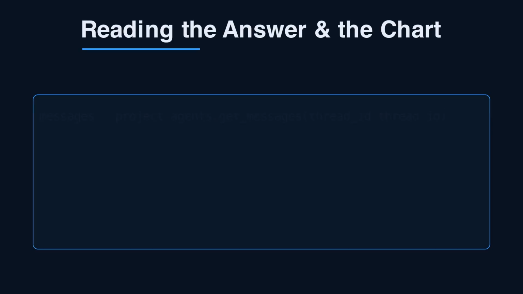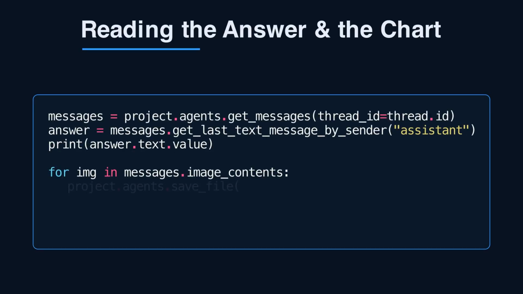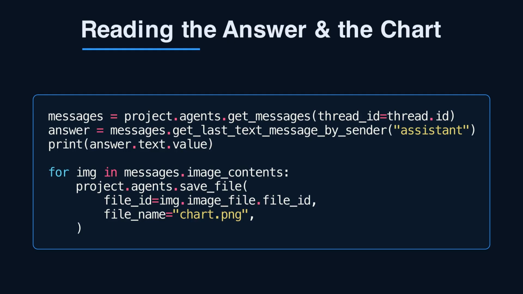When the run completes, the results live in the thread as new messages. We fetch them, then ask for the last text message from the assistant. That is your written answer. But the agent also generated an image, so we loop over the image contents and for each one call save file with its identifier, writing the chart to disk as a PNG. Stop and appreciate this. You never imported pandas, never called a plotting library, never wrote a line of analysis. The agent wrote and ran all of that Python itself, and just handed you the finished file.